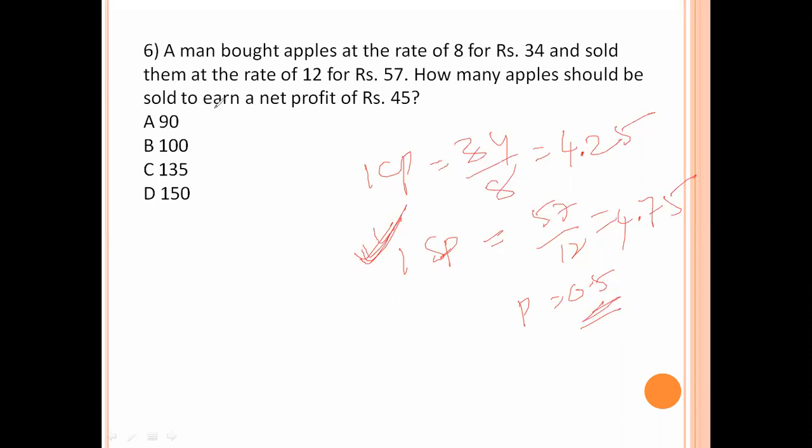So how many apples does he sell? He gets 0.5 rupees for one apple, so for 90 apples you get 45 rupees. So option number A is the right answer.